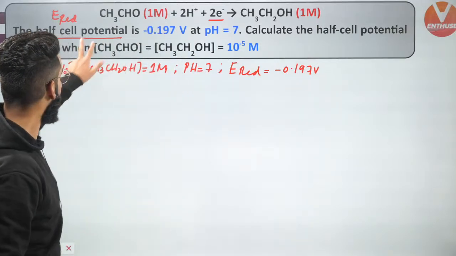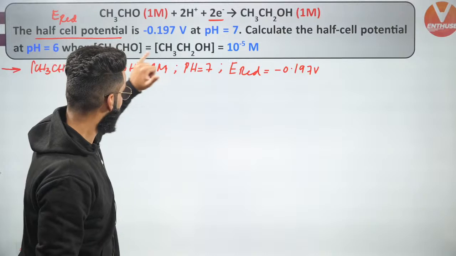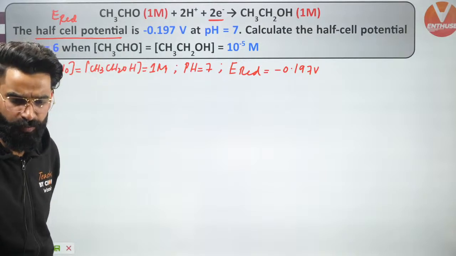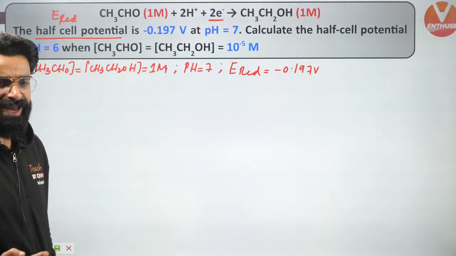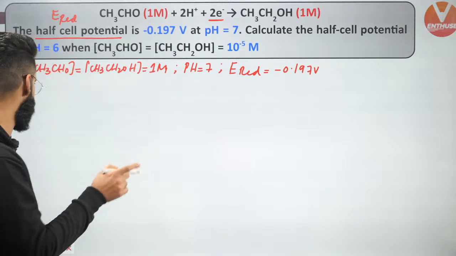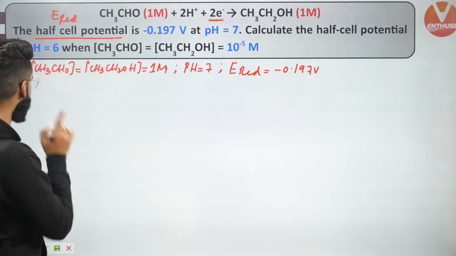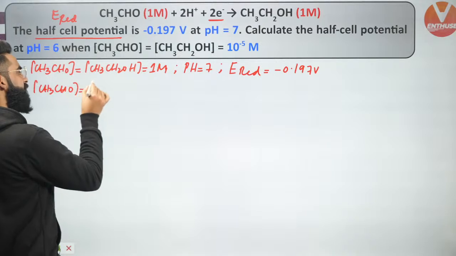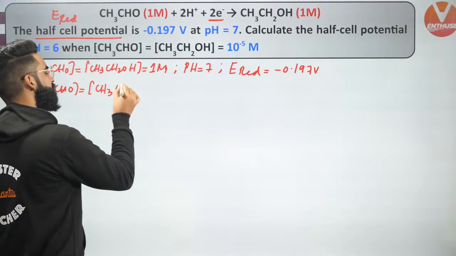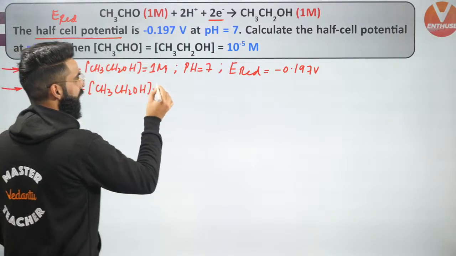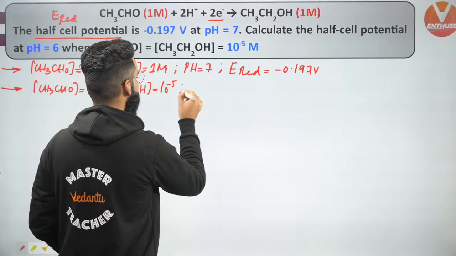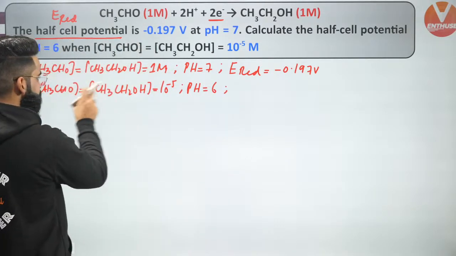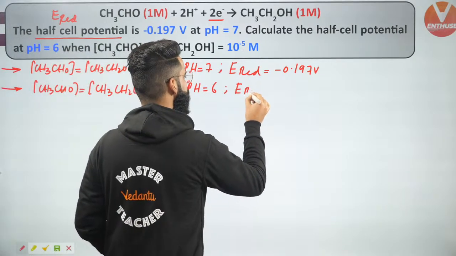When I have kept the concentration of this and this as 1 molar, and the pH of the solution as 7, at that time the reduction potential value is given to me as minus 0.197. Calculate the half cell potential at pH equal to 6. We are supposed to calculate the reduction potential when the concentration of CH3CHO is equal to the concentration of CH3CH2OH, which is 10 power minus 5 molar, at a pH of 6.